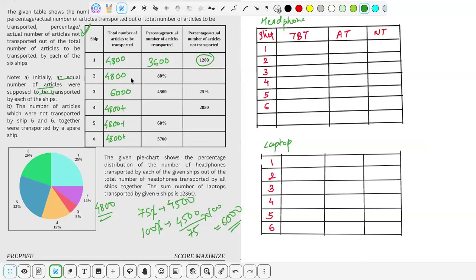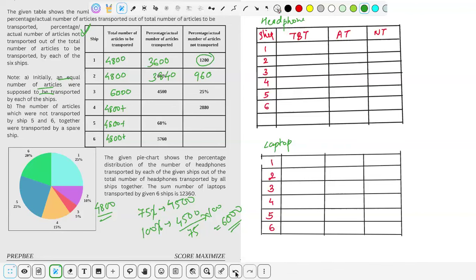So 80% of 4800, let me simply minus the 20%. It will be a better way. So 20% of 48, 20% of 20 into 48, this should be nothing but 960. So if 960 is this, I could simply minus 960 from 4800, so that I will get this 80% value. So the value for this is 3840.